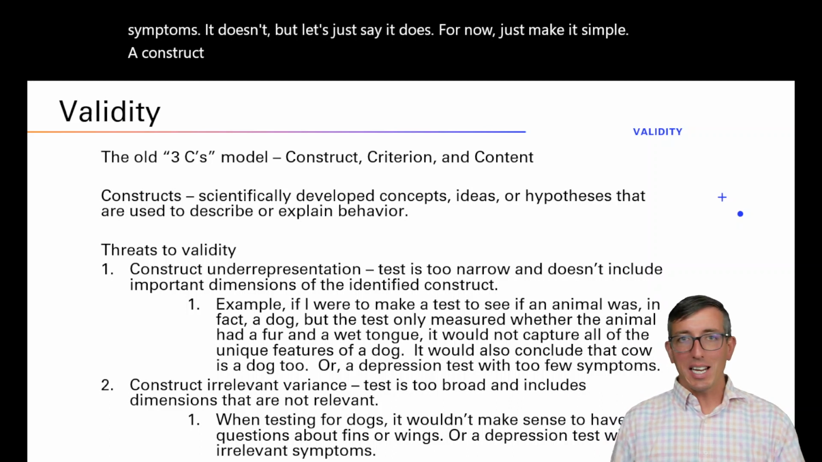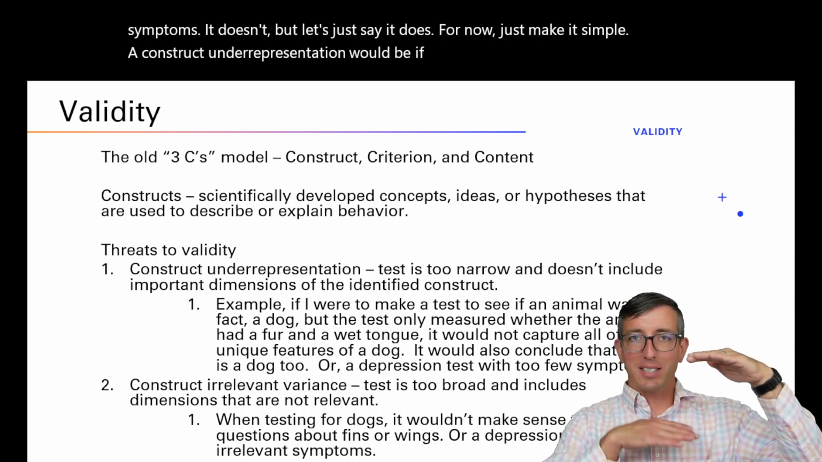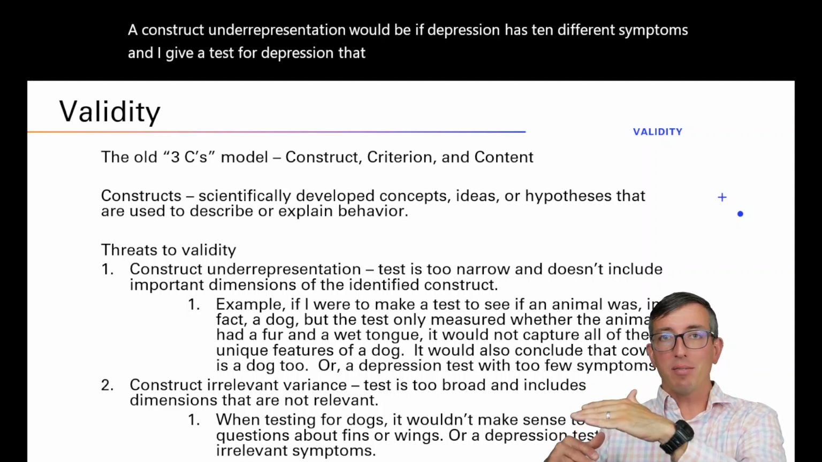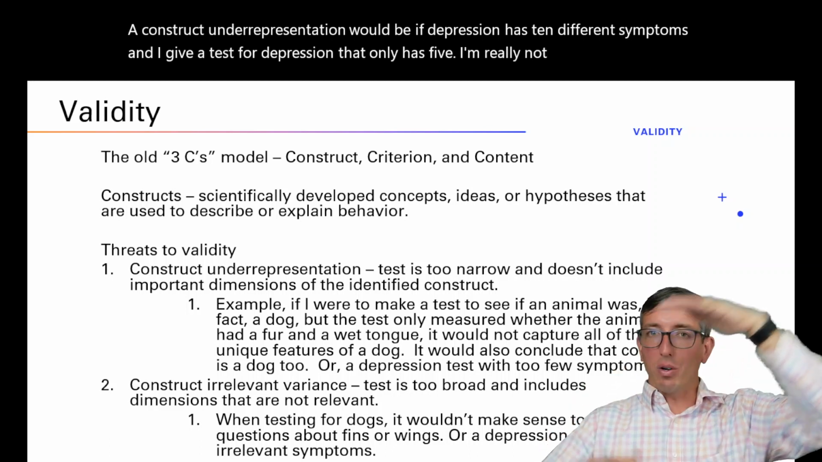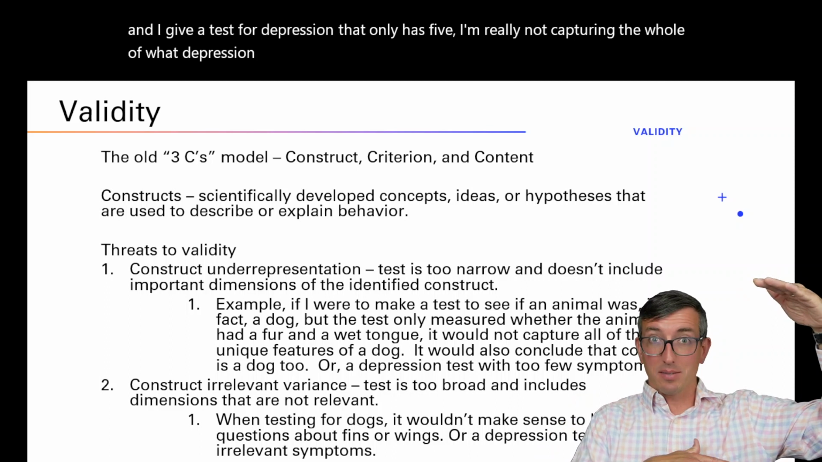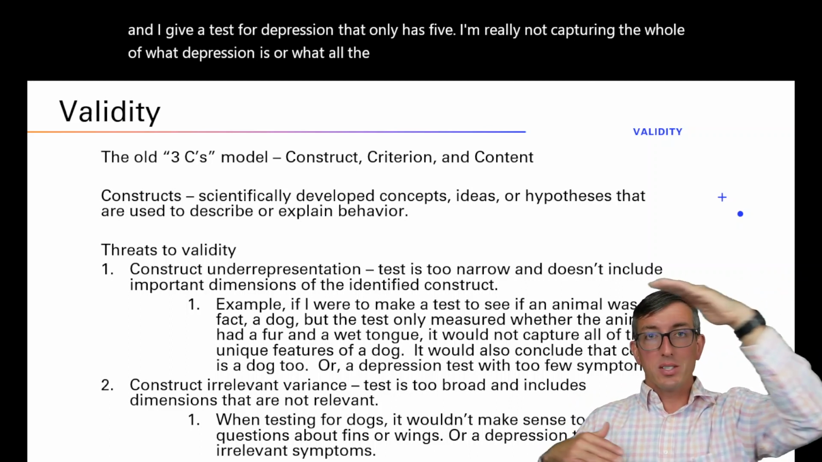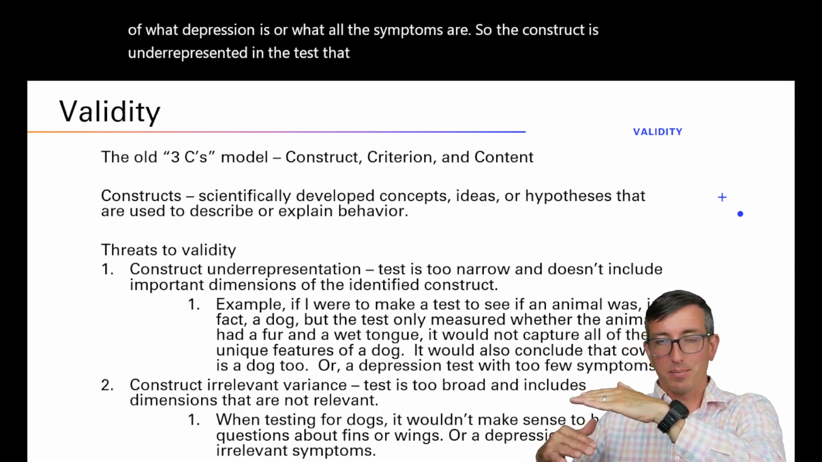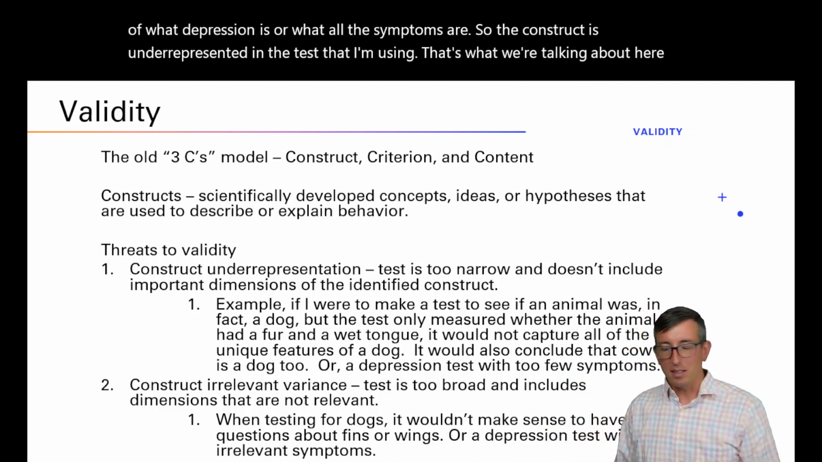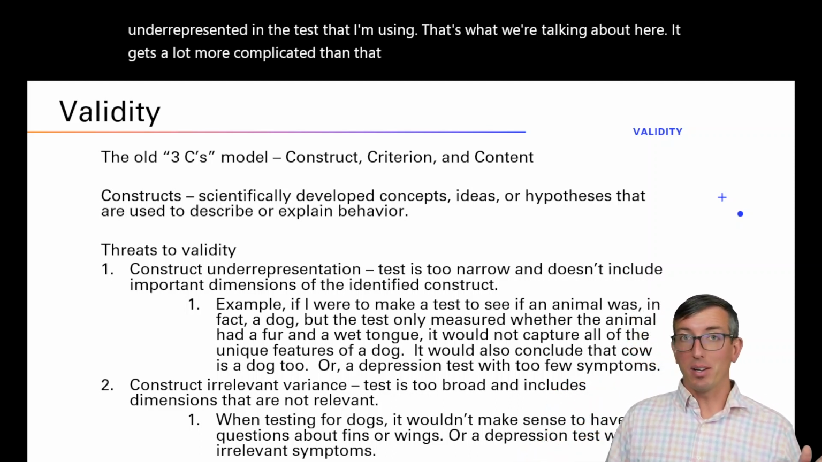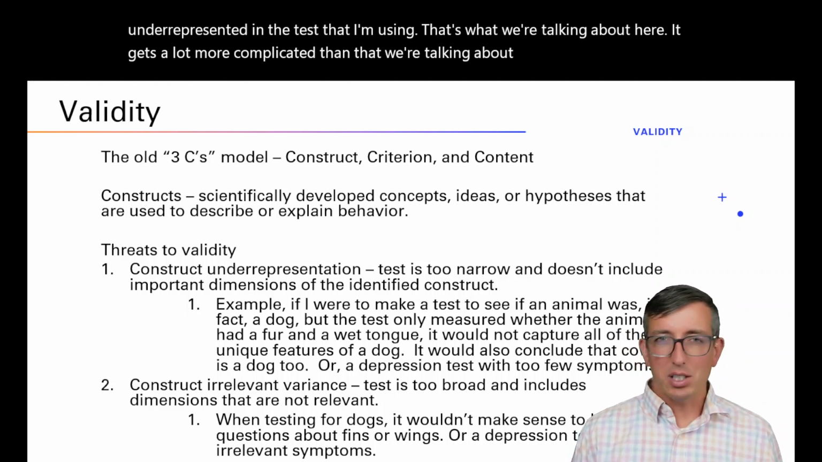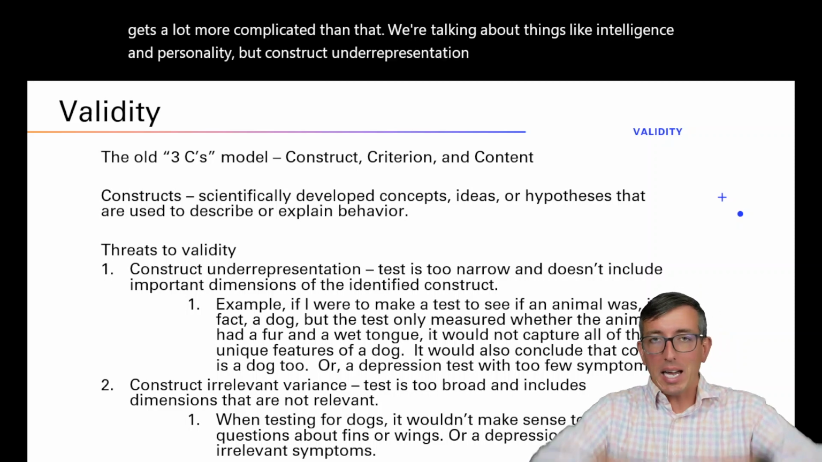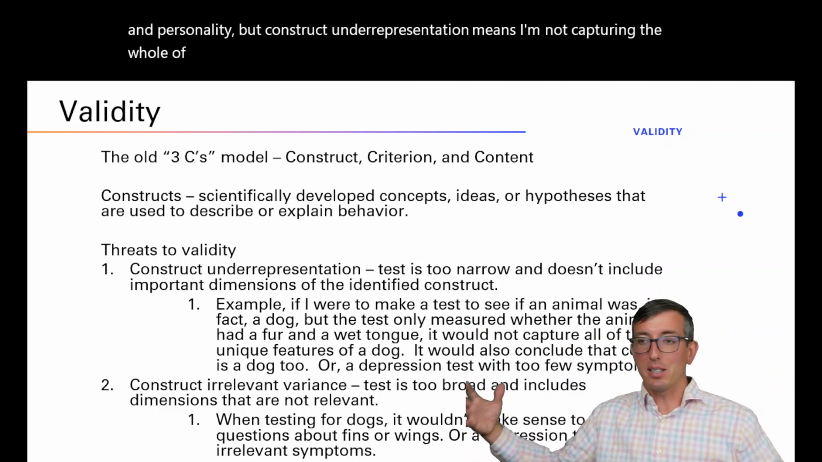Construct underrepresentation would be if depression has 10 different symptoms and I give a test for depression that only has 5, I'm really not capturing the whole of what depression is or what all the symptoms are. So the construct is underrepresented in the test that I'm using. That's what we're talking about here. It gets a lot more complicated than that when we're talking about things like intelligence and personality, but construct underrepresentation means I'm not capturing the whole of what I'm trying to understand here.